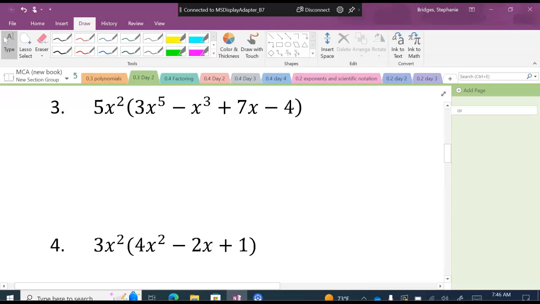Sometimes when you distribute, it's already in standard form, so you don't have to change anything. You can just leave it as it is. Just make sure you have your highest degree first, and you go and decrease the order from there.